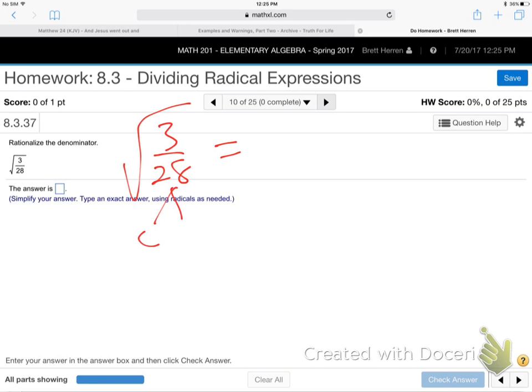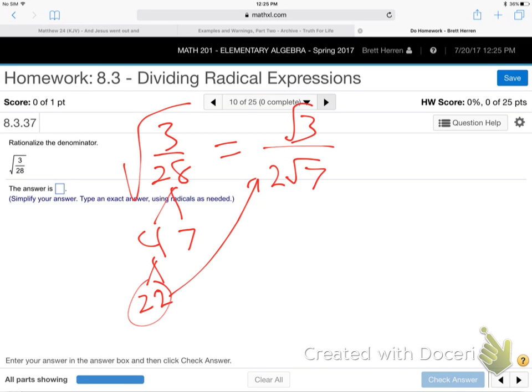So the 28, 4 times 7, 2 times 2. So 2 2's in, 1 2 out. So you guys getting root 3 over 2 root 7? Is that good so far? Are we good?